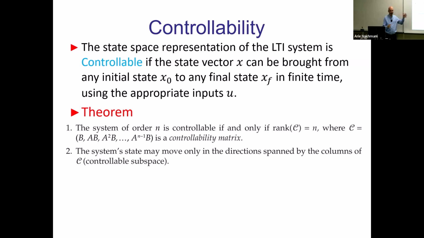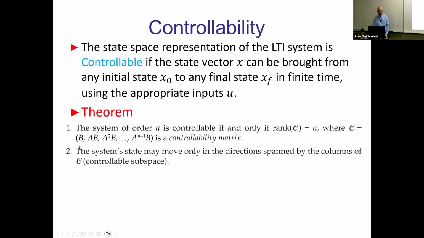You can move from any state to any state, and also you can design a controller which is putting poles anywhere you want. That's what controllability is. And then we have a very nice theorem here, which allows you to detect if the system is controllable or not. And this theorem states that the system is controllable if and only if a particular matrix has full rank. This is what it says. And this is that matrix.